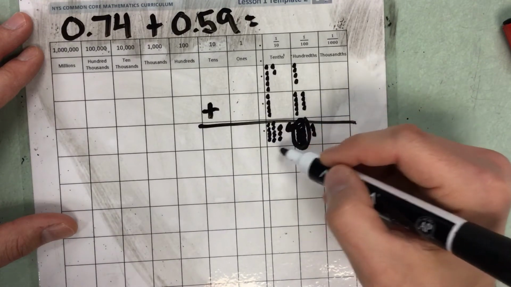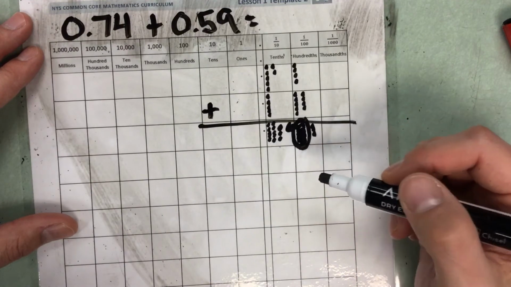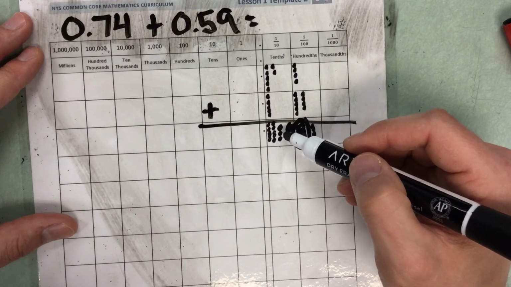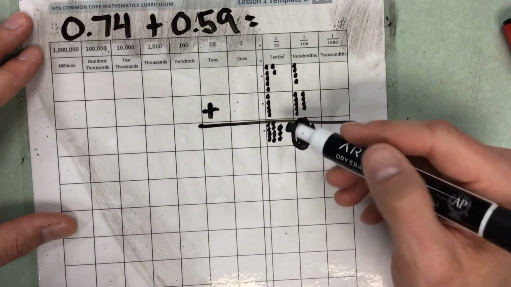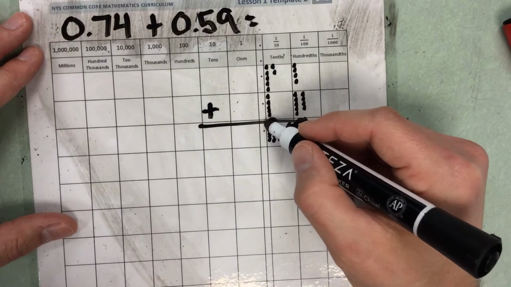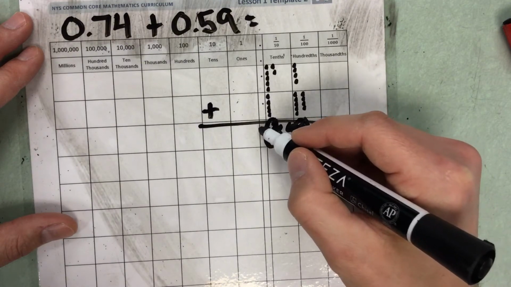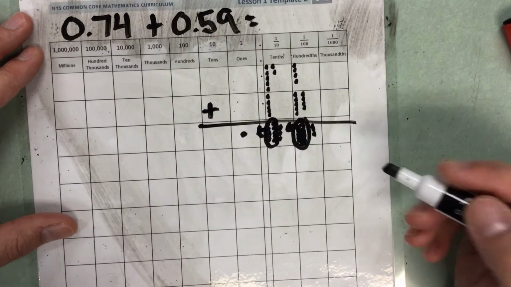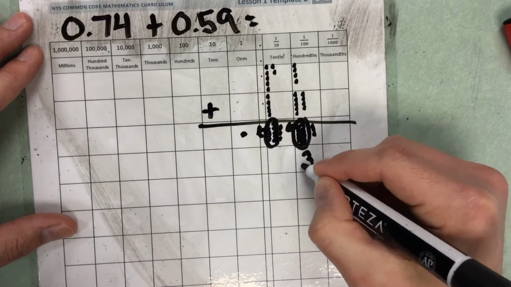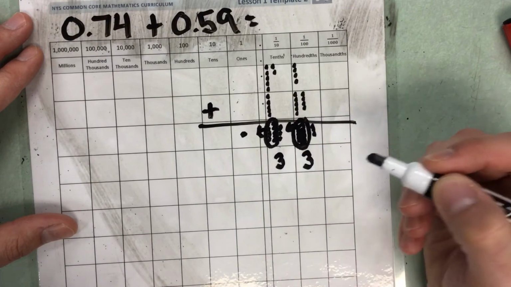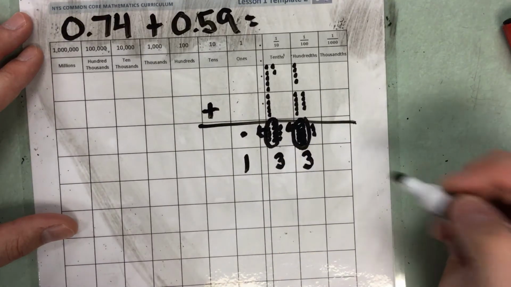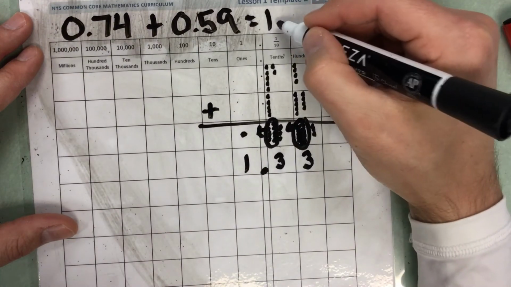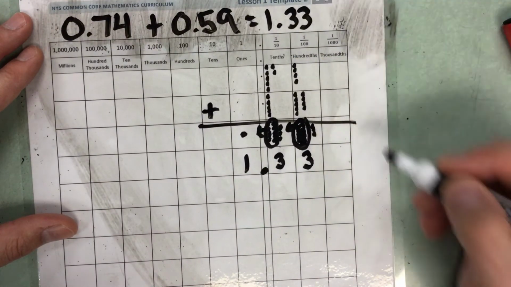So that should also pull up a red flag in your mind and say, I can't have 13 tenths in one column. I can have 9 or less. If I have 10 or more, I must bundle them. So I've got these 10 here. I'm going to bundle them, and they are going to move over a place value and become 1 one. So what number do we have? We have 3 hundredths, 3 tenths, and 1 one. And our decimal goes between the 1 and the tenths. So our answer is 1 and 33 hundredths.